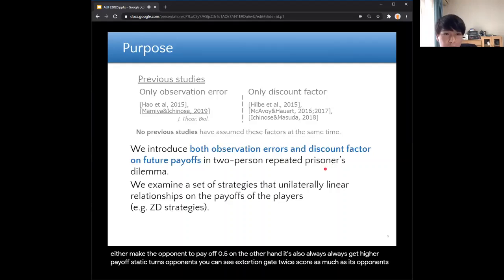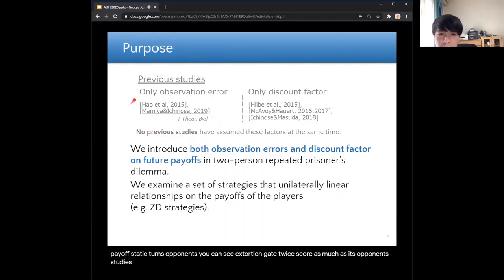So, in some previous studies, either observation error or discount factor was assumed. By assuming each factor, situations in the real society can be well captured. However, both factors are not assumed at the same time in these studies. In our study, we introduced both observation errors and discount factor on future payoff in two-person repeated prisoner's dilemma. And we examine a set of strategies that unilaterally enforce a linear relationship on payoffs of players, including ZD strategy.